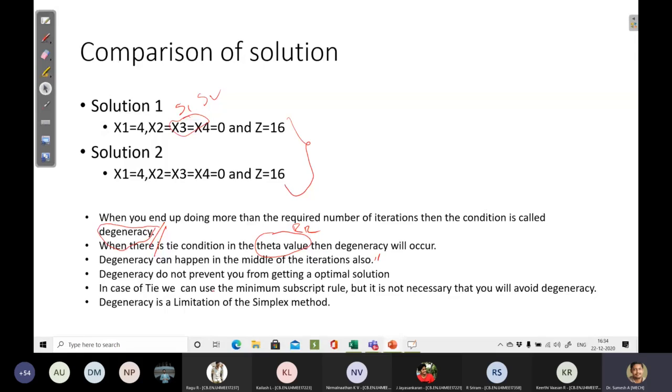This is what will happen when a problem becomes degenerate, or sometimes there will be no solution. You will not be able to get one even after certain iterations. That is also a degenerate problem. In almost all linear programming models, degeneracy can come. We will discuss, when we discuss transportation, how degeneracy comes in transportation. It will not be like this; it will vary.